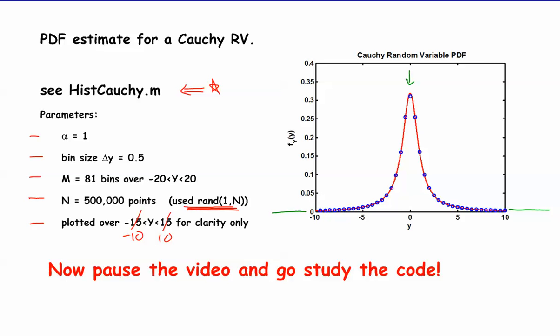So once again, what I really strongly suggest you do is pause the video and go study the code. I've given you all of my Matlab code that will calculate the PDF estimate for this Cauchy random variable. Please do go study that, and when you're done, come back. I've got one more thing to discuss with you. All right, one last discussion, and I'm going to let you go for the day.